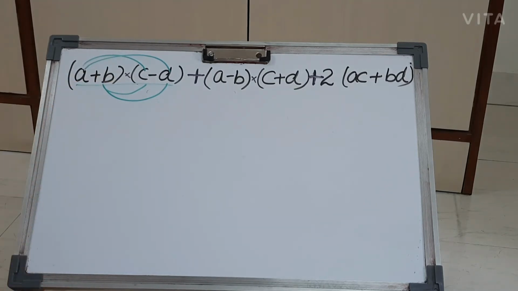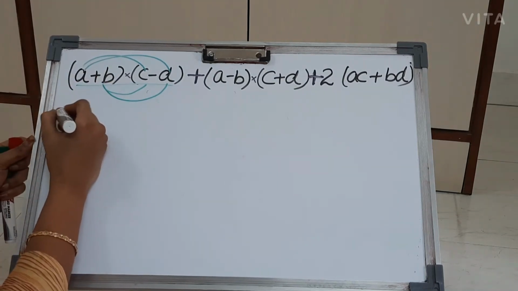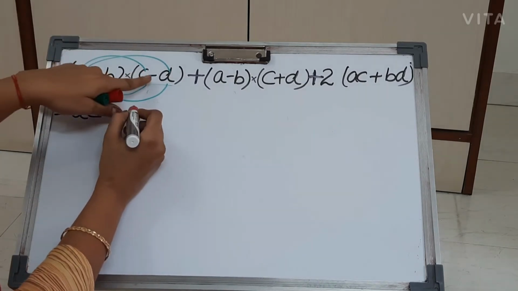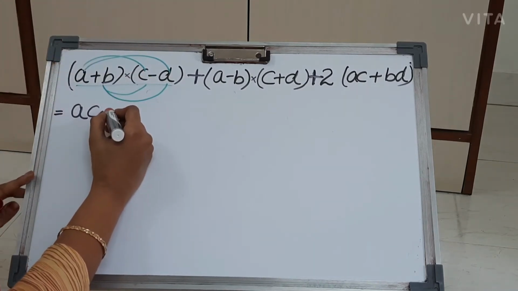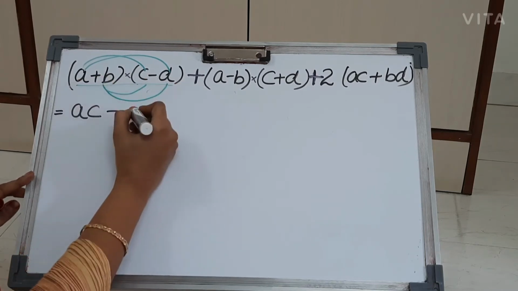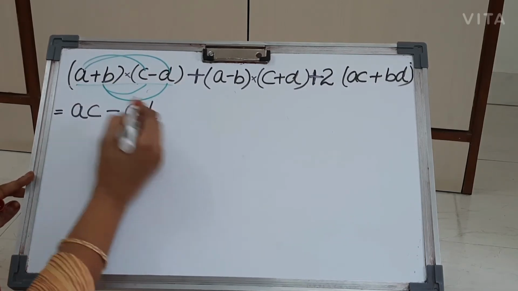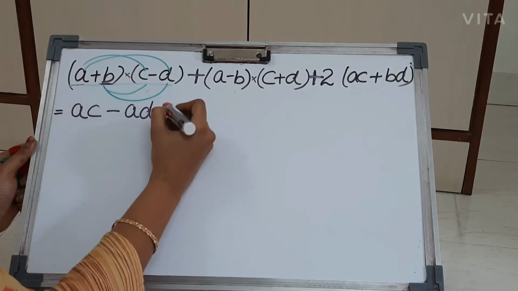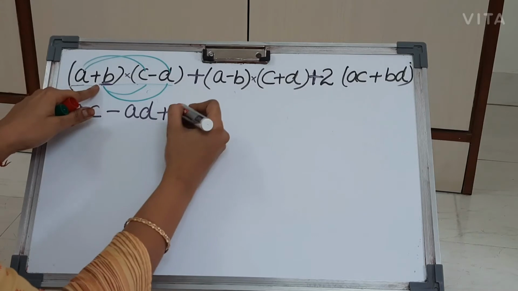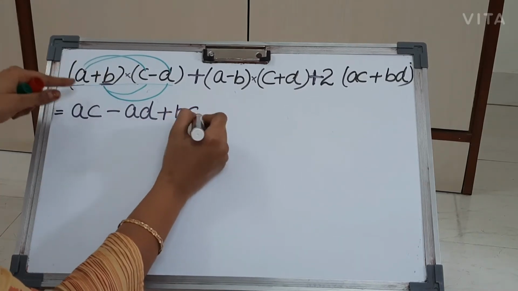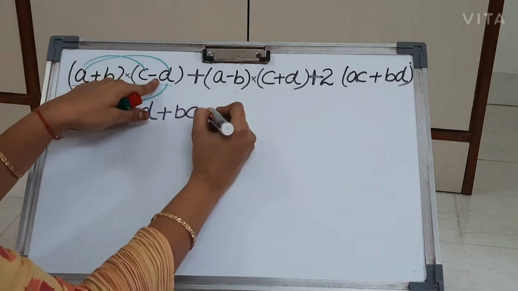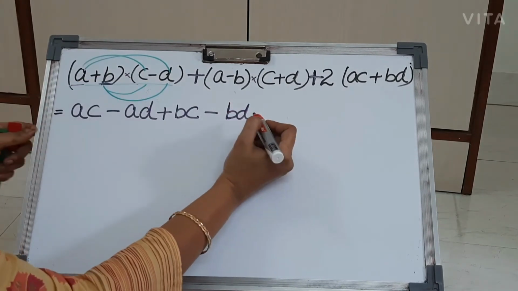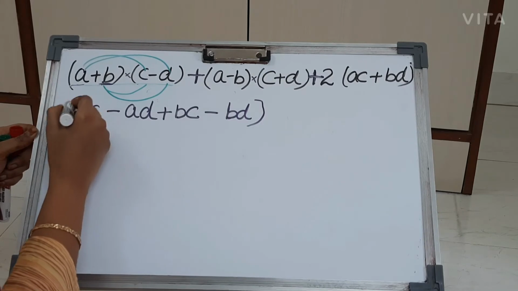Okay, so with A both the terms, with B both the terms. So how are we going to do this? Equal to AC. Then what is the sign here? Minus. So we will put here minus AD. So the A part is finished. Now we will start with the B part. Okay. So plus sign is here. BC. Again plus minus minus. So here we will write BD. Okay. So this is the first bracket.